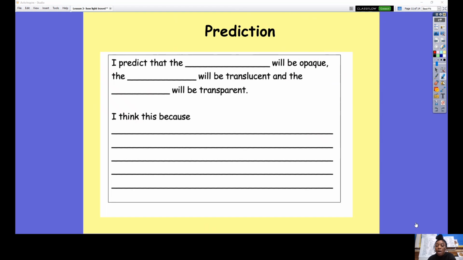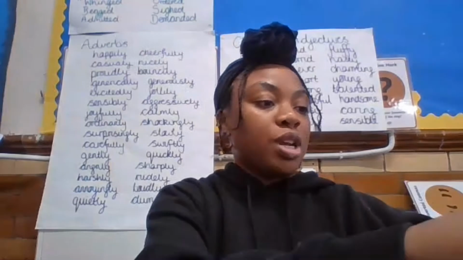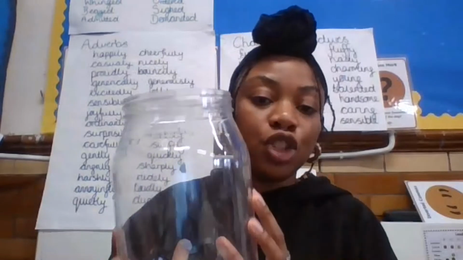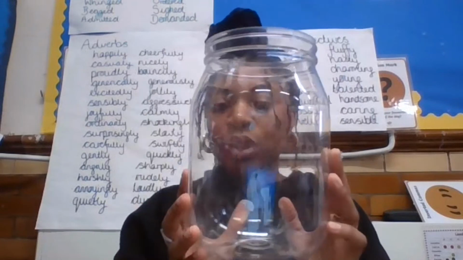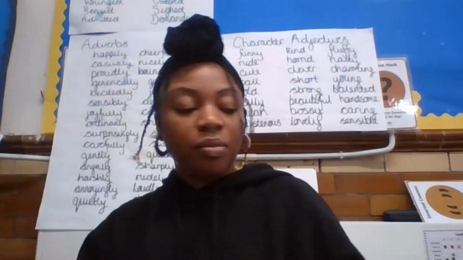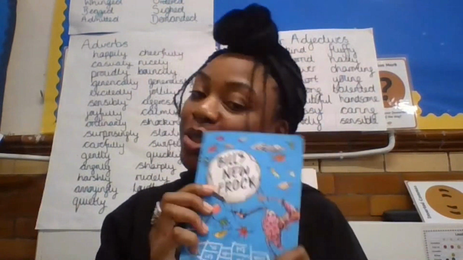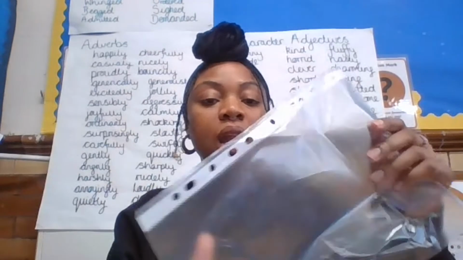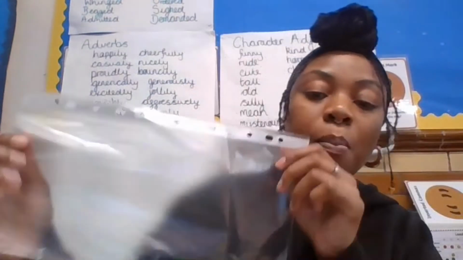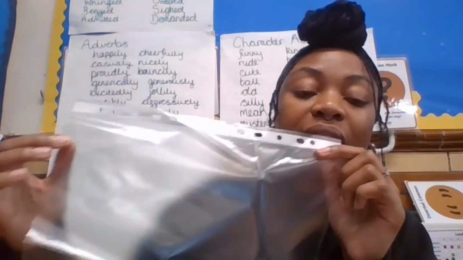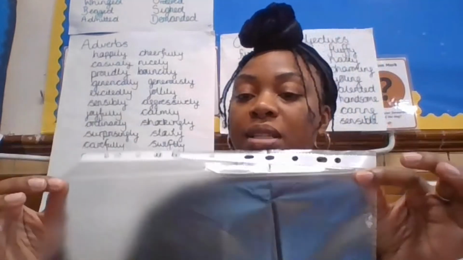For children who are watching me do it, here are my 3 objects. My first object is a clear jar. So you might want to write that down. My next object is a book, Bill's new frock. You might want to write that down. And my last object is a plastic wallet, a frosted plastic wallet.